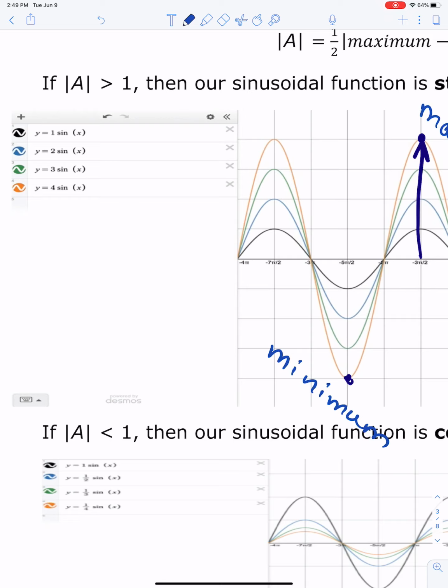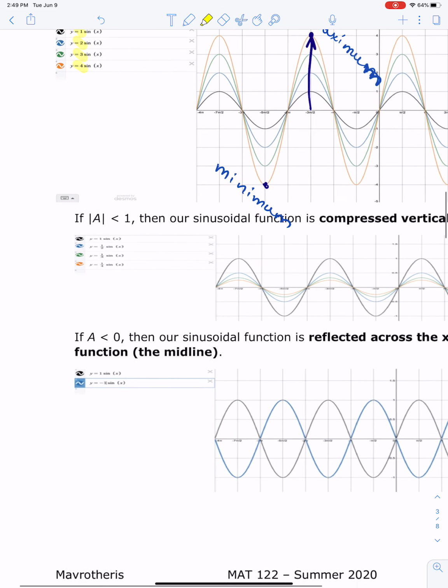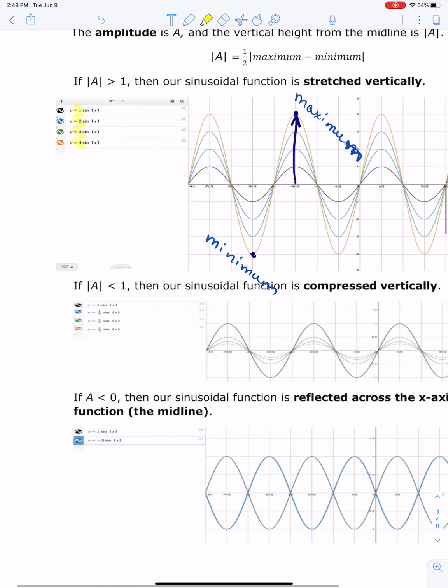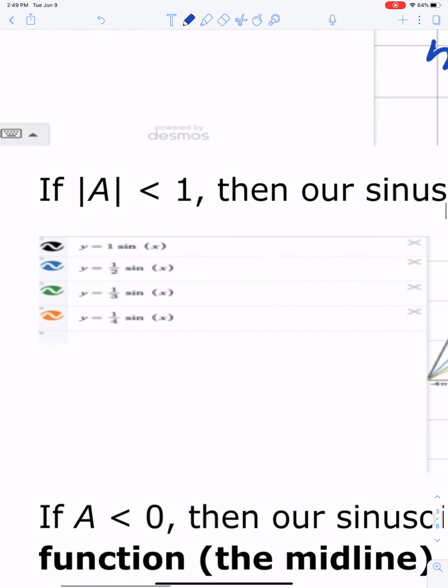Notice that as a gets bigger, as we go from 1 to 2 to 3 to 4, the height of our graph gets bigger. Okay, so that's what our amplitude is affecting. That's going to be a vertical stretch. That's what the amplitude is telling us. On to the second example here, if the absolute value of a is less than 1, so we're dealing with a fraction that is less than 1.